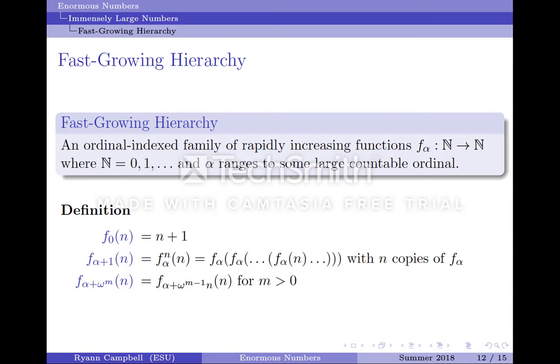After that, we have some recursive type formulas. F with an index of alpha plus 1 of n is F with index of alpha, so the previous function, applied to n, and we take n copies of F alpha. So that's what that kind of exponent on F looks like. It kind of looks like an exponent, it's an n. It just means that we're taking n copies of the previous F alpha. Okay, so you can see all of those nested F alphas of n.